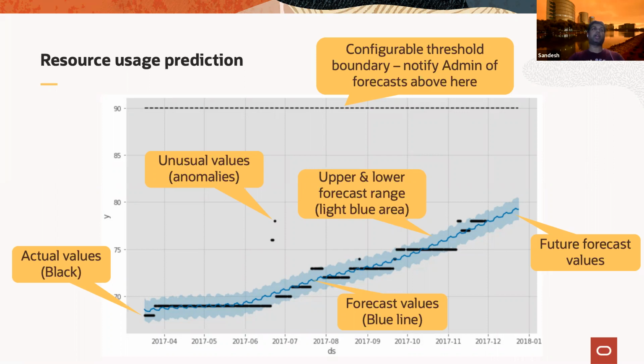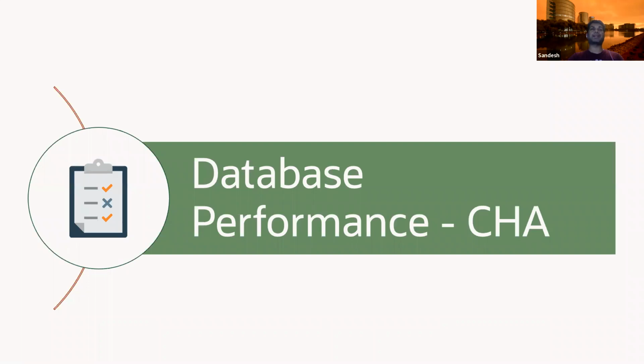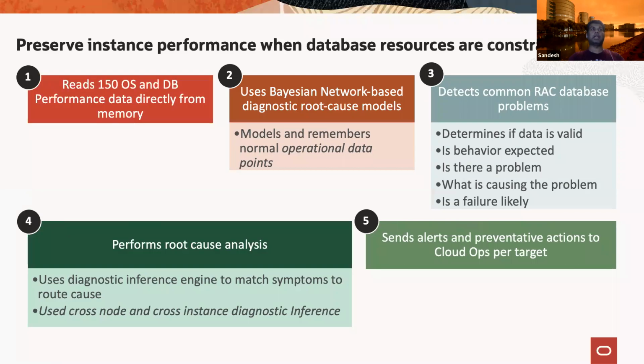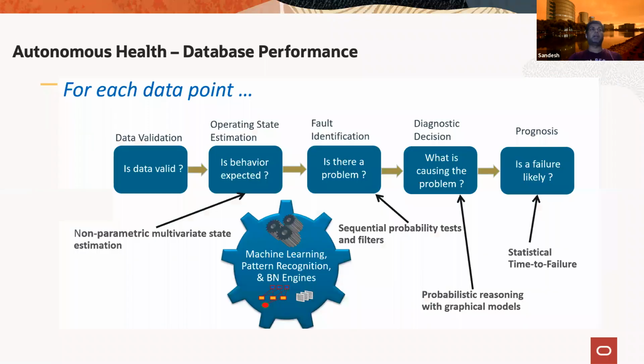One more way: we have a tool for database performance called Cluster Health Advisor. DBAs can use this to detect performance issues. It directly reads a whole bunch of data from the OS and the DB, and it tries to give you root cause analysis of how this is going to cause a problem. It uses something called a Bayesian network engine, and that is the secret of how this works internally. It detects things by applying sequential probability ratio test filters, and it looks at statistical time to failure. Is this going to cause a problem or not?